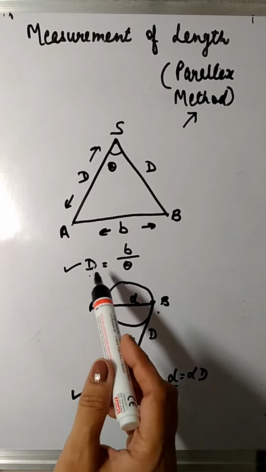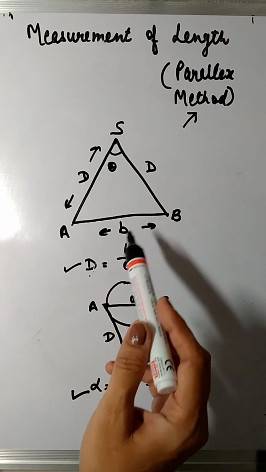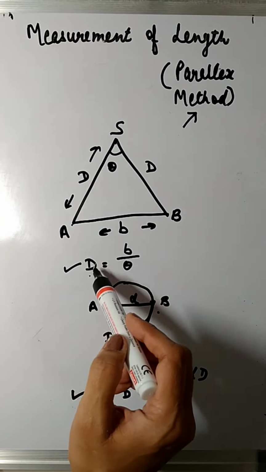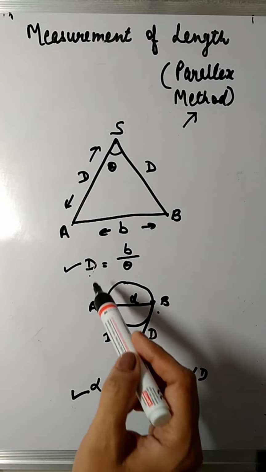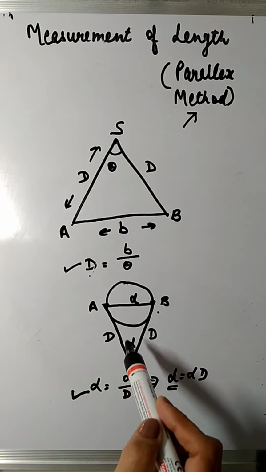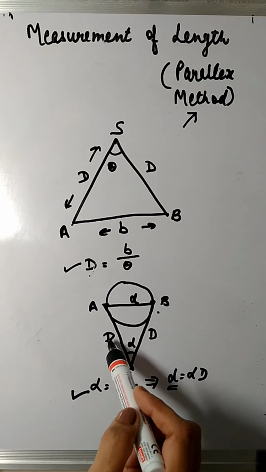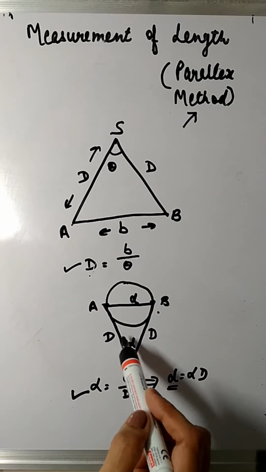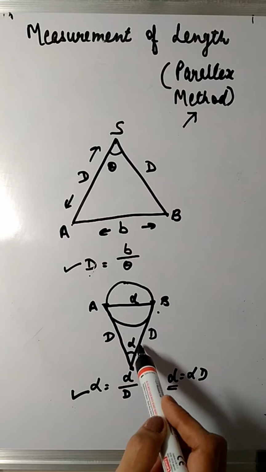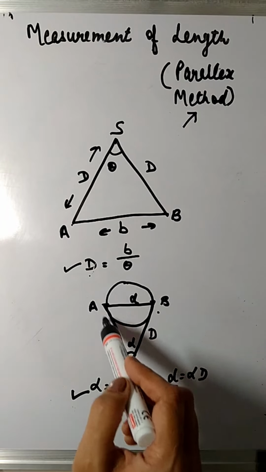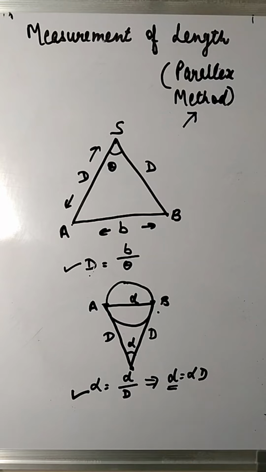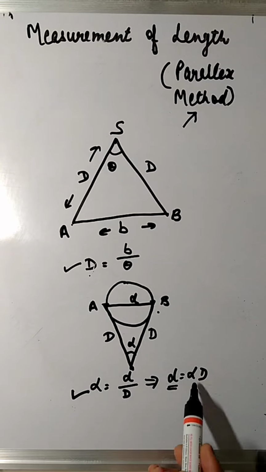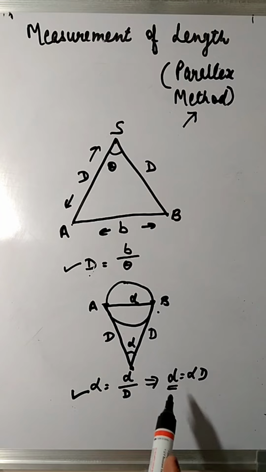So in the first step we calculated the distance D, D is equal to b over theta, and in the second step, from this calculated value of D and the viewing angle alpha, we have calculated the diameter of the same planet, which is d equal to alpha times D. Alpha and theta are always in radians.